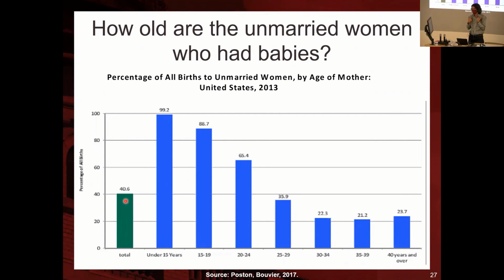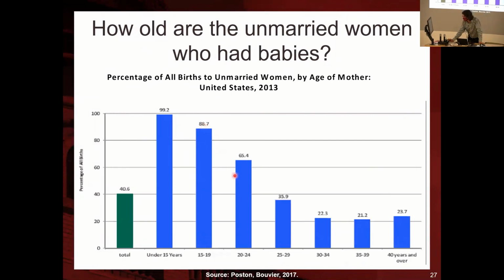And then we break it down by age group of this woman who have babies and are not married. And what we see is that among those women who are under 15 years of age, more than 99% of those who have babies are not married. Among women between 15 and 19, 88.7% of them have babies and are not married.